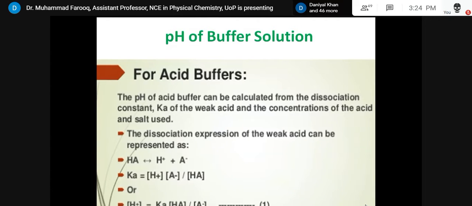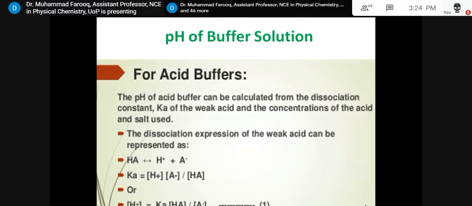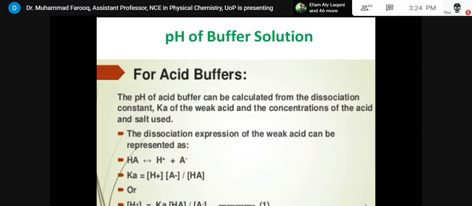It's very easy. First, we have to determine the equilibrium constant for the weak acid: Ka is equal to H plus A negative divided by HA. The rate of the forward reaction and the rate of the backward reaction are equal at equilibrium. As in the previous class, by rearranging, H plus is equal to Ka into HA divided by A negative. Is this clear?